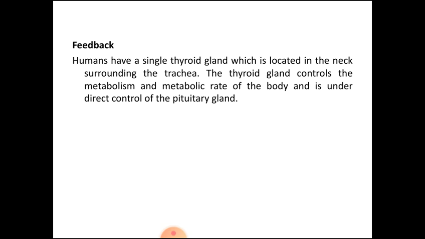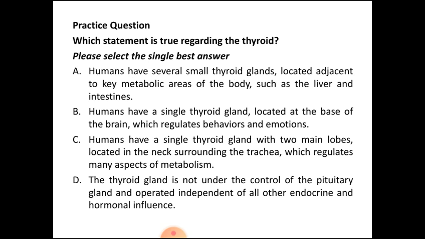The correct answer is number C. That means humans have a single thyroid gland with two main lobes located in the neck surrounding the trachea, which regulate many aspects of metabolism. This is the correct answer.